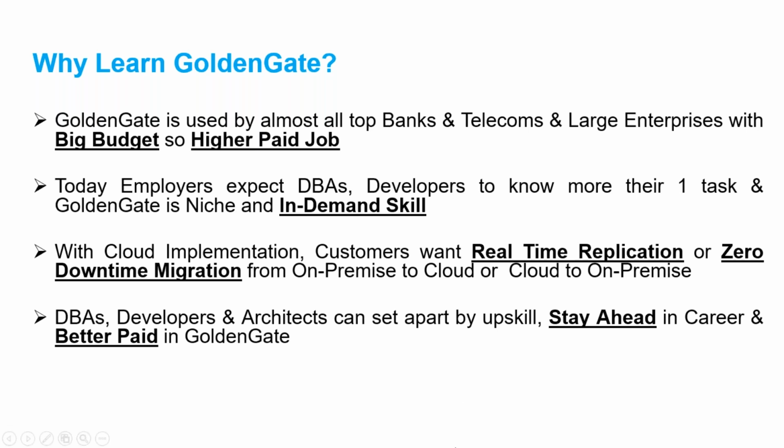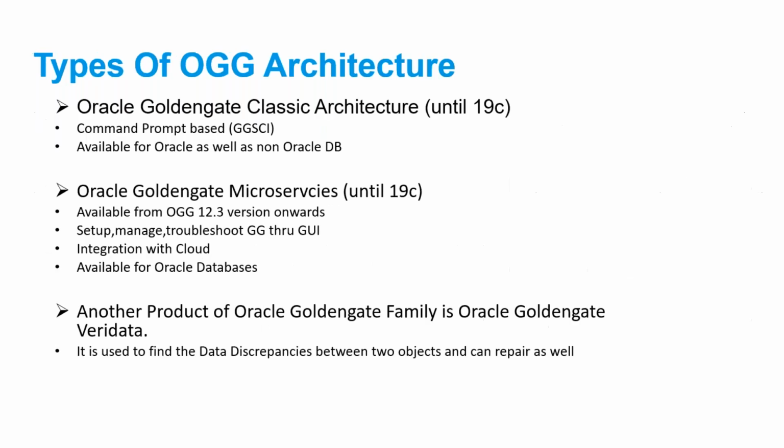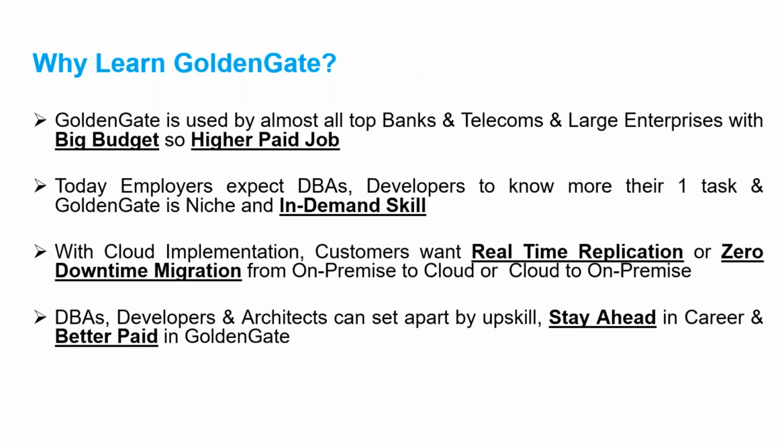With cloud implementation, customers want real-time replication or zero downtime migration from on-prem to cloud or cloud to on-prem. So in the current scenario, as I already told you, real-time replication or zero downtime migrations are happening. Organizations want to migrate from on-prem to cloud or cloud to on-prem. So you can use Oracle Goldengate to perform zero downtime upgradation and migration. DBAs, developers, and architects can set themselves apart by skills, stay ahead in their career, and get better paid jobs with Oracle. So this is about Goldengate.